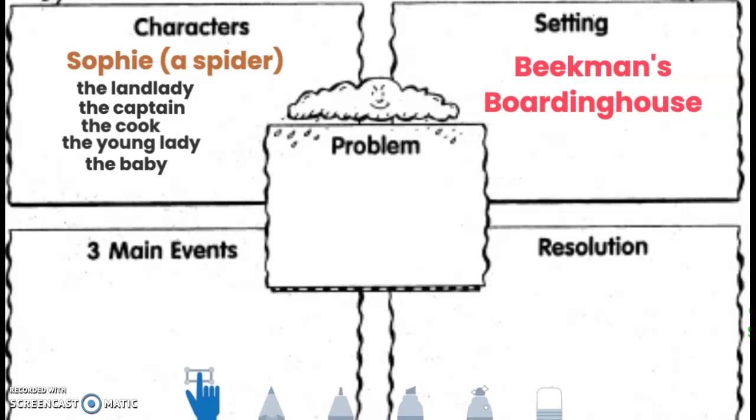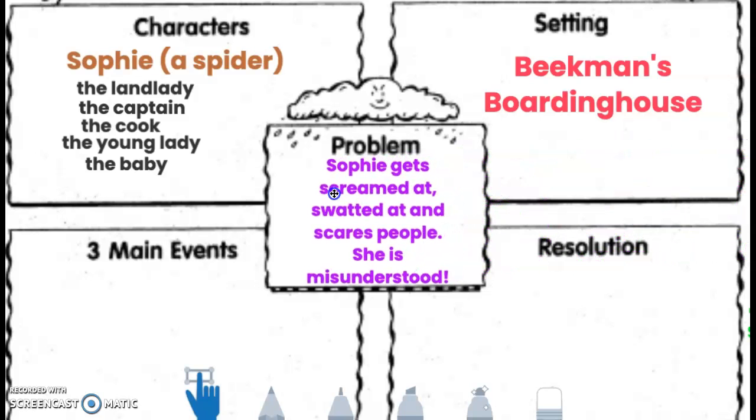Now, what is the problem? What's going on? Yeah, Sophie gets screamed at, swatted at, and scares people. She is misunderstood, isn't she? She just wants to be an artist, and people think that she's a nasty spider.